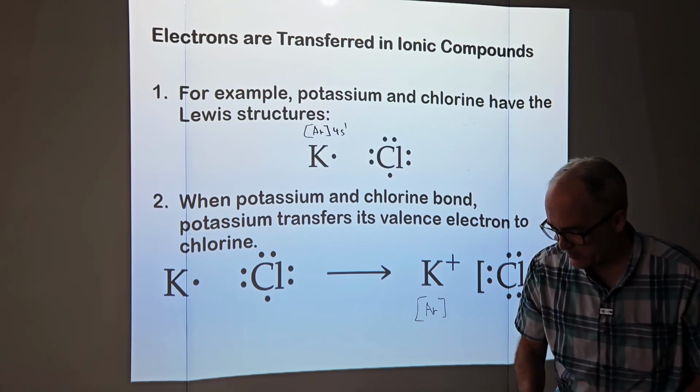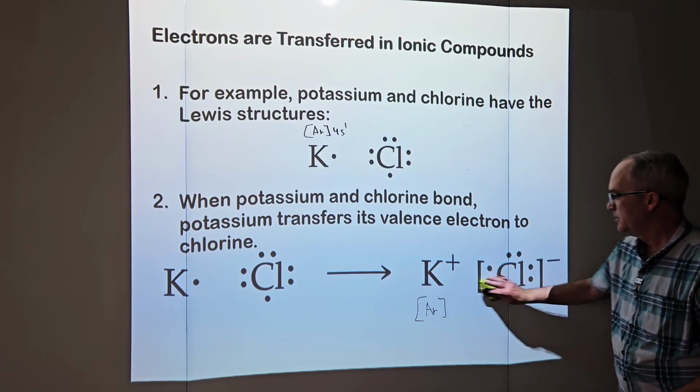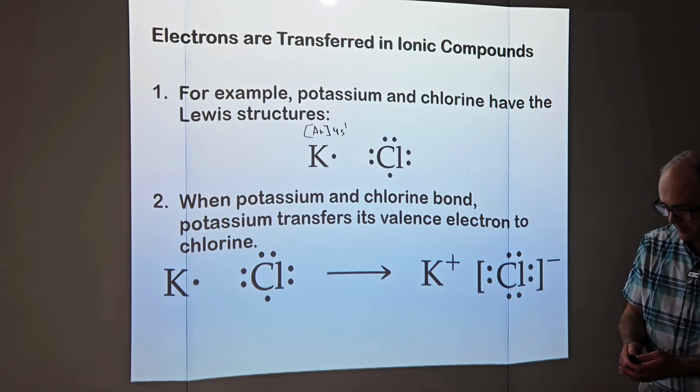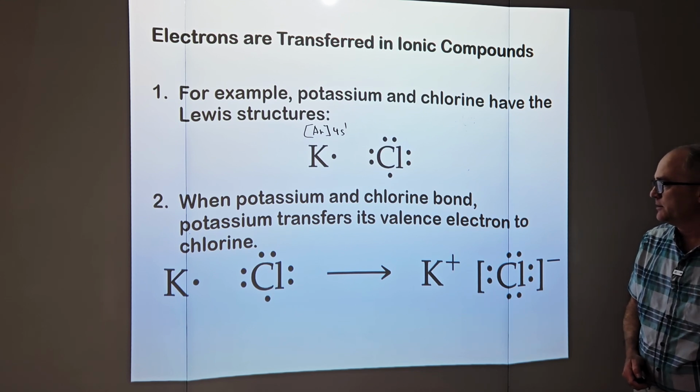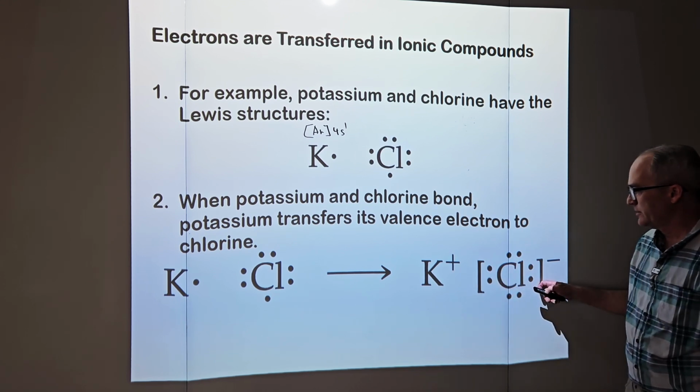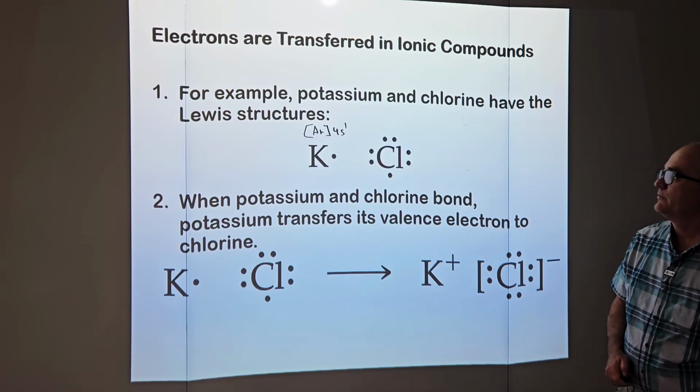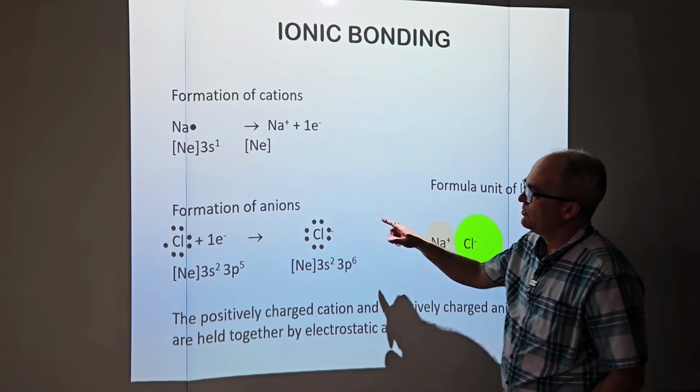So it's that electrostatic attraction that bonds these two elements together, and we call that an ionic bond. And there's no sharing of electrons. Chlorine has hogged them all. Potassium got rid of its. So I'll do this one more time here.